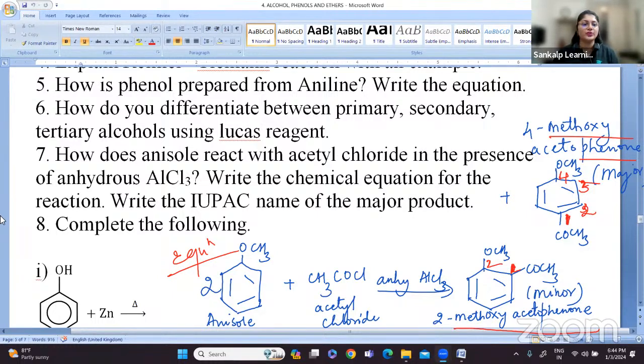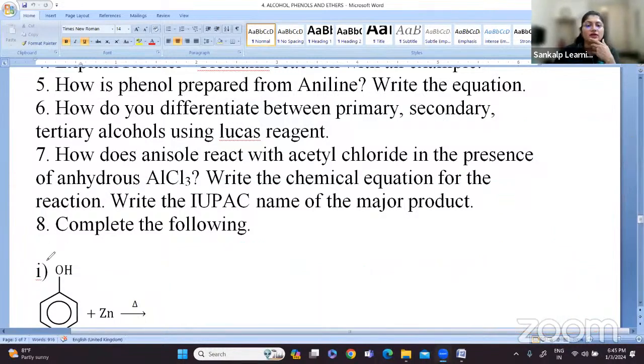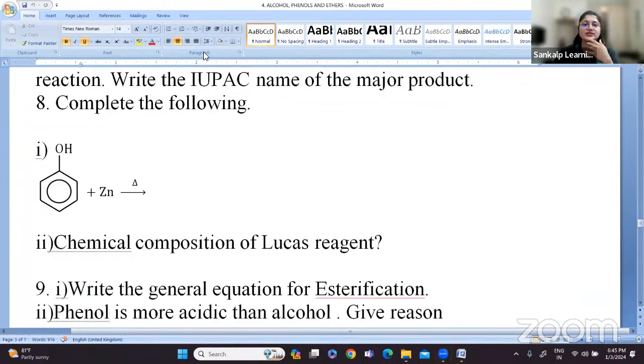Okay, fine. So we'll proceed further. Next question. Complete the following. You have to complete these equations. There are two equations given. Questions like this can be asked in your exams. Incomplete reactions will be given, and you have to complete them.